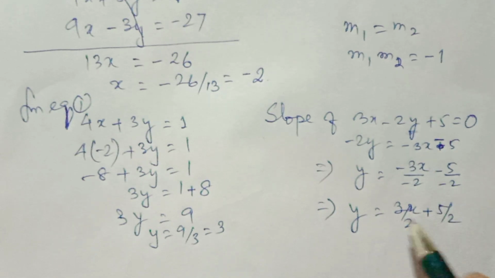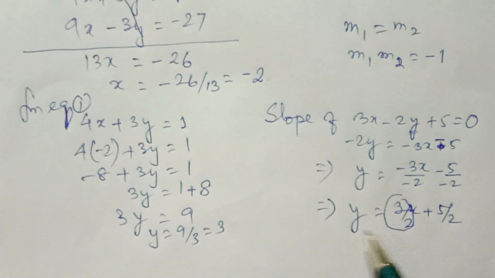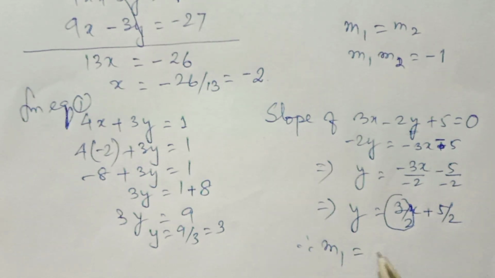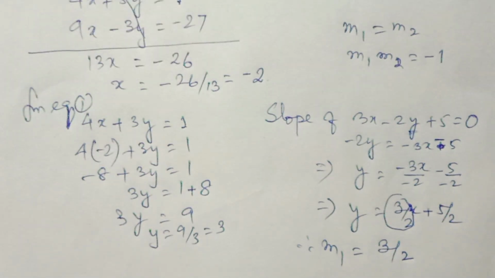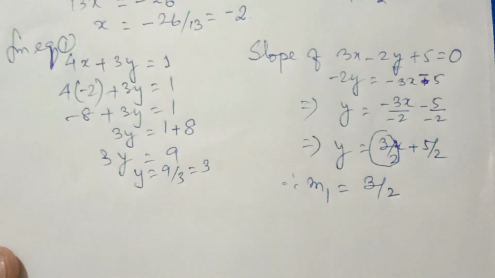3/2 x. Whatever is the coefficient of x, that will be the slope. So therefore m1 equals 3/2. So this is the slope of the given line.